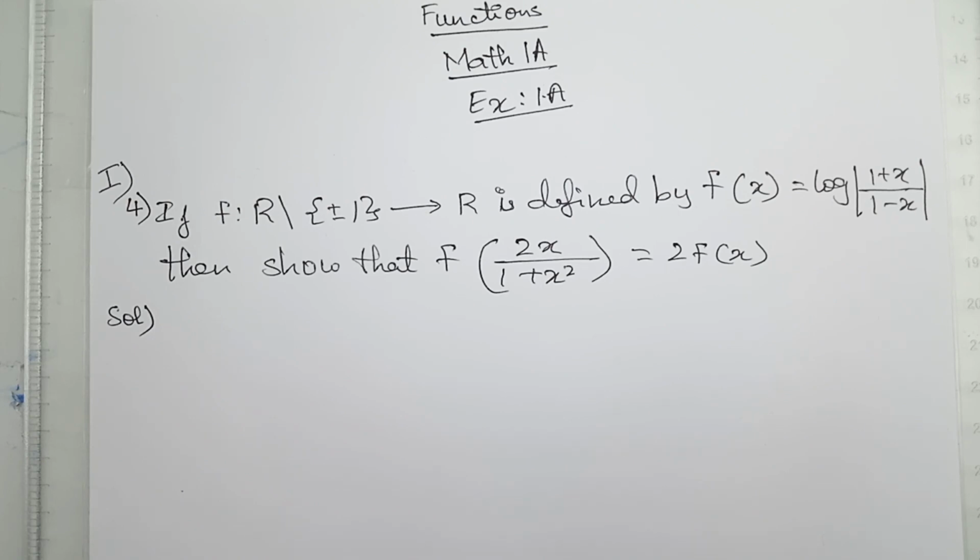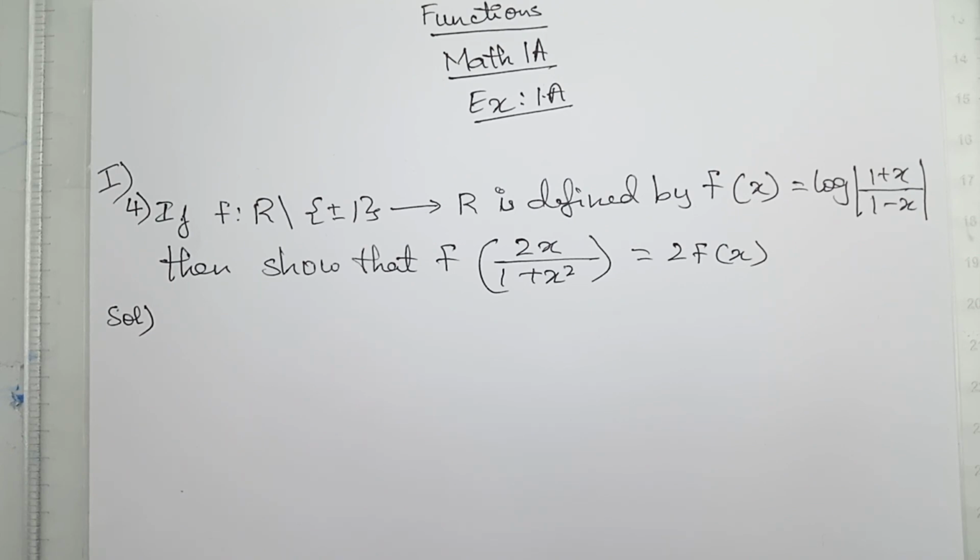Today we are going to do functions from Maths 1A book, exercise 1A, Roman number 1, fourth problem. In the question, it is: if f maps R to R is defined by f of x equals log mod (1 plus x) by (1 minus x), then show that f of 2x by (1 plus x square) is equals to 2f of x.